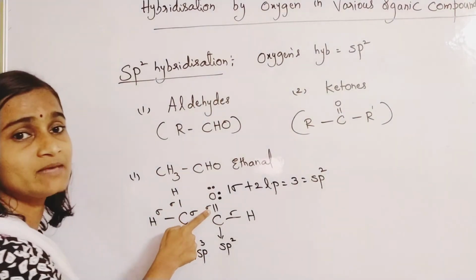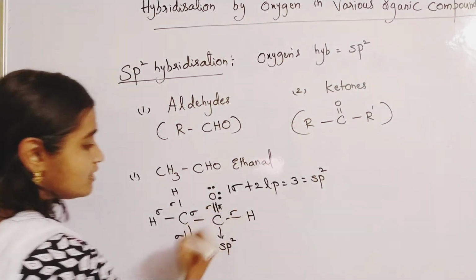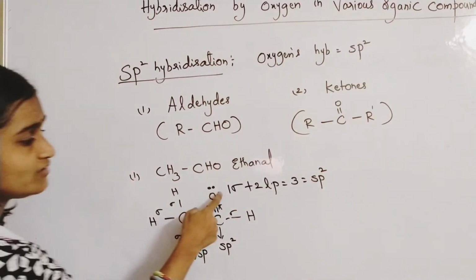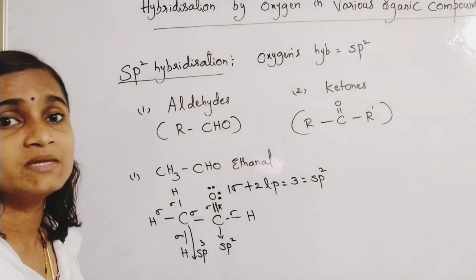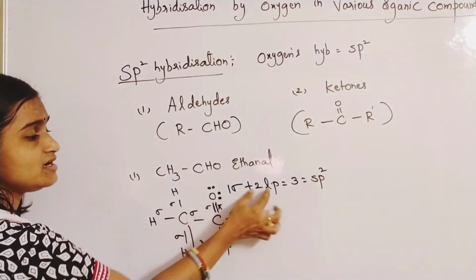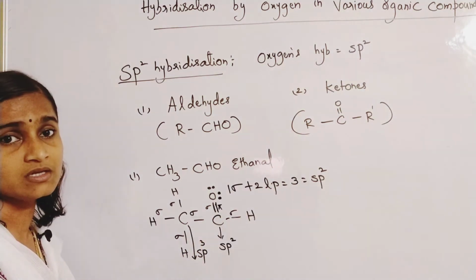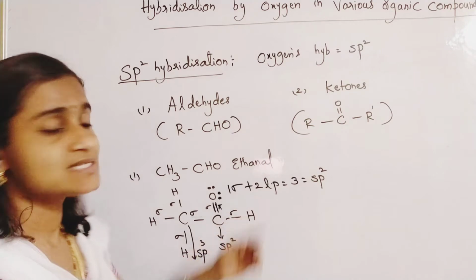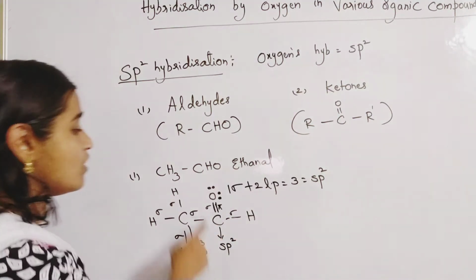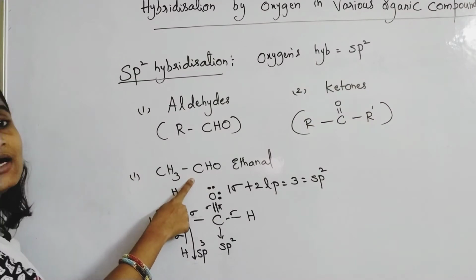So if there is a pi bond, one will be sigma and the other one will be what? Pi bond. As I just told, it can be involved in pi bond formation, meaning a double bond it can form. So 1 sigma bond is there and 2 lone pairs are there. So total is 3. 3 means sp2 hybridization. So oxygen is undergoing sp2 hybridization in case of aldehydes.